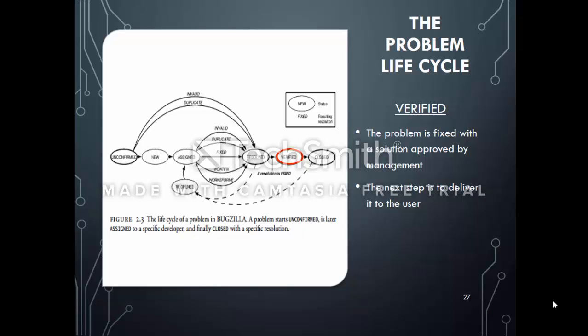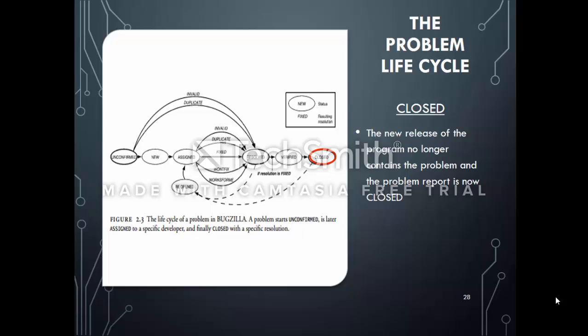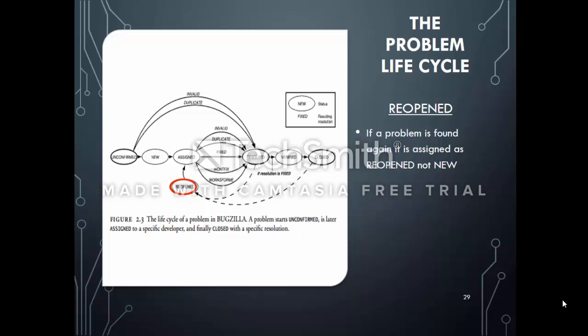The next step is to deliver that fix to the user. A closed problem report indicates that the newest release of the program no longer contains the problem. If a problem is rediscovered, it is moved to the reopened state rather than the new state.